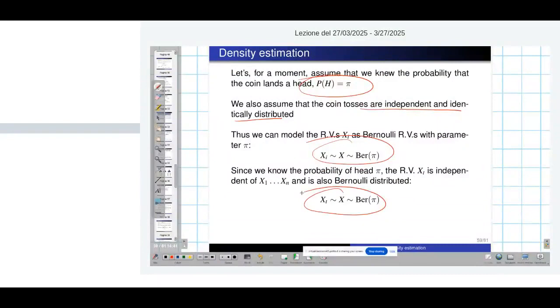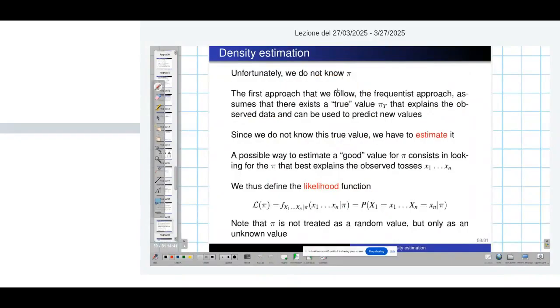This is also true for the next toss. So if somebody tells us what pi is, then we can say what the probability is that the next coin is head. That's exactly pi. The problem is we don't know pi. So we need to figure out how to estimate a value for pi.